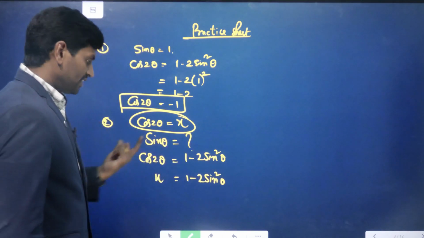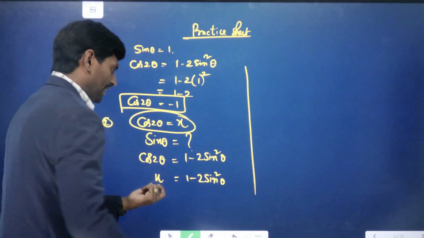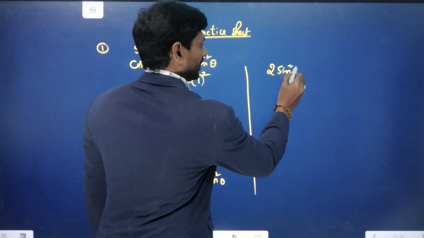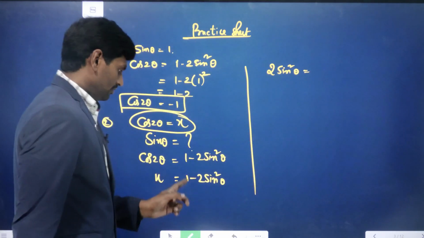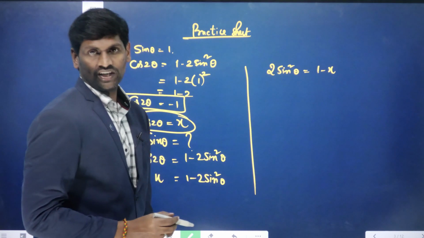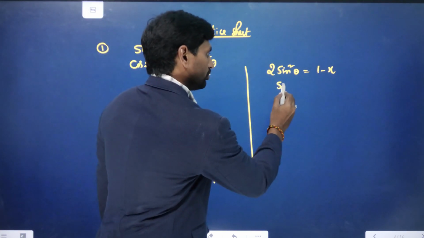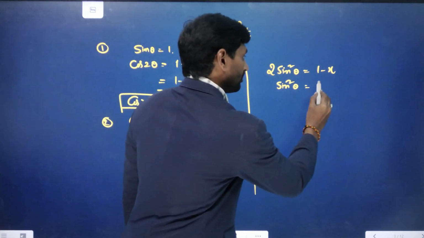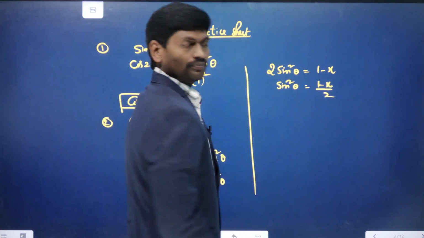Minus 2 sin square theta, bring this side, and plus x, transpose that side. So it will be 2 sin square theta equals 1 minus x. Okay? Now 2 is multiplying; when you transpose it, it is dividing. So 1 minus x by 2.